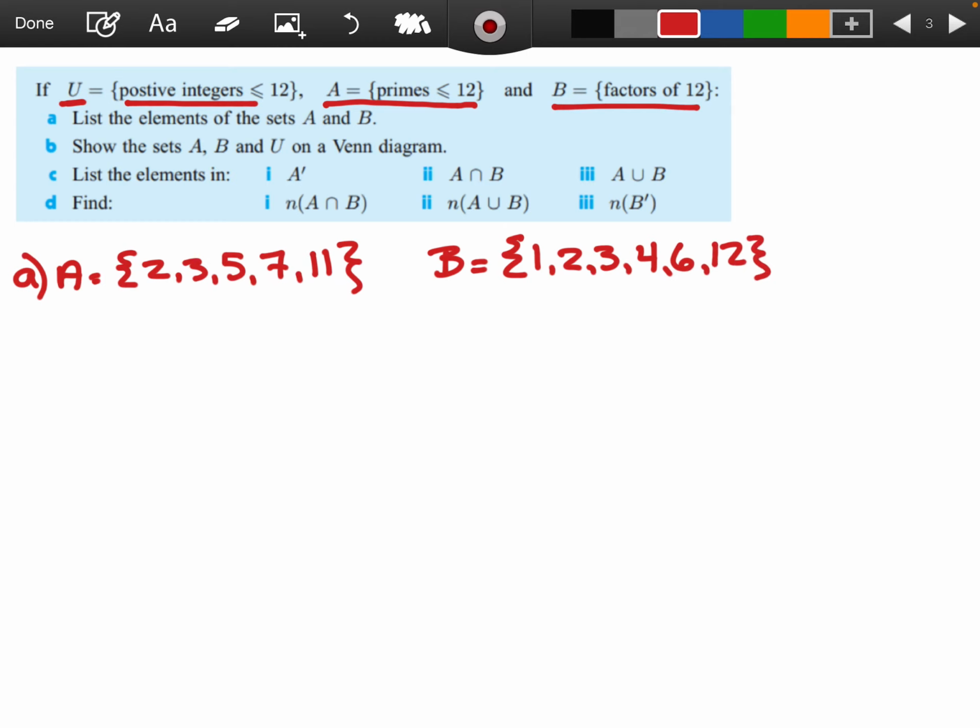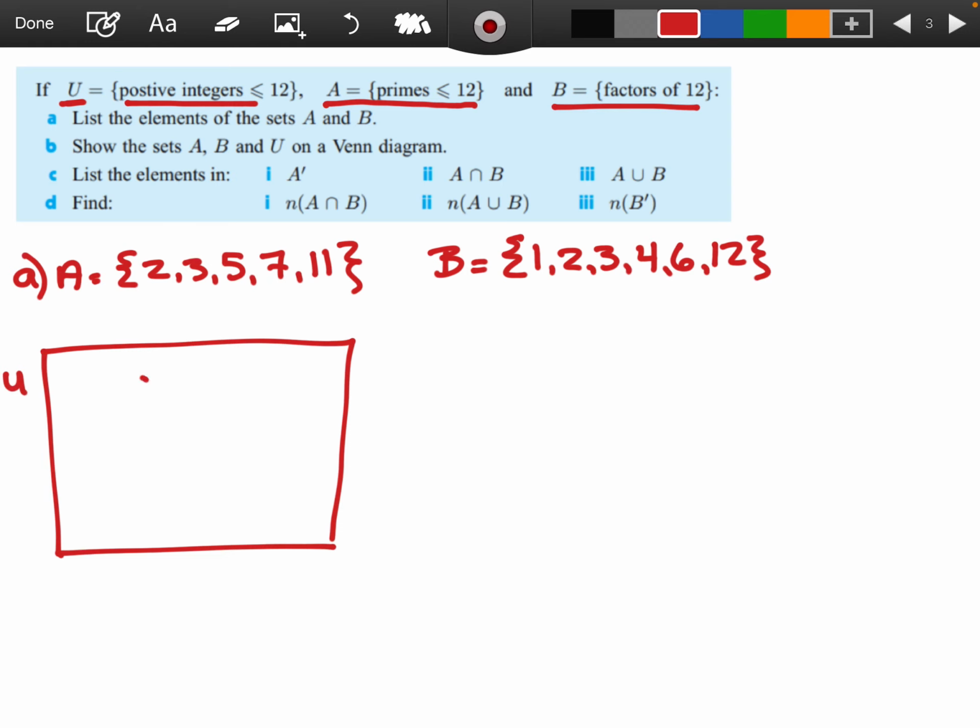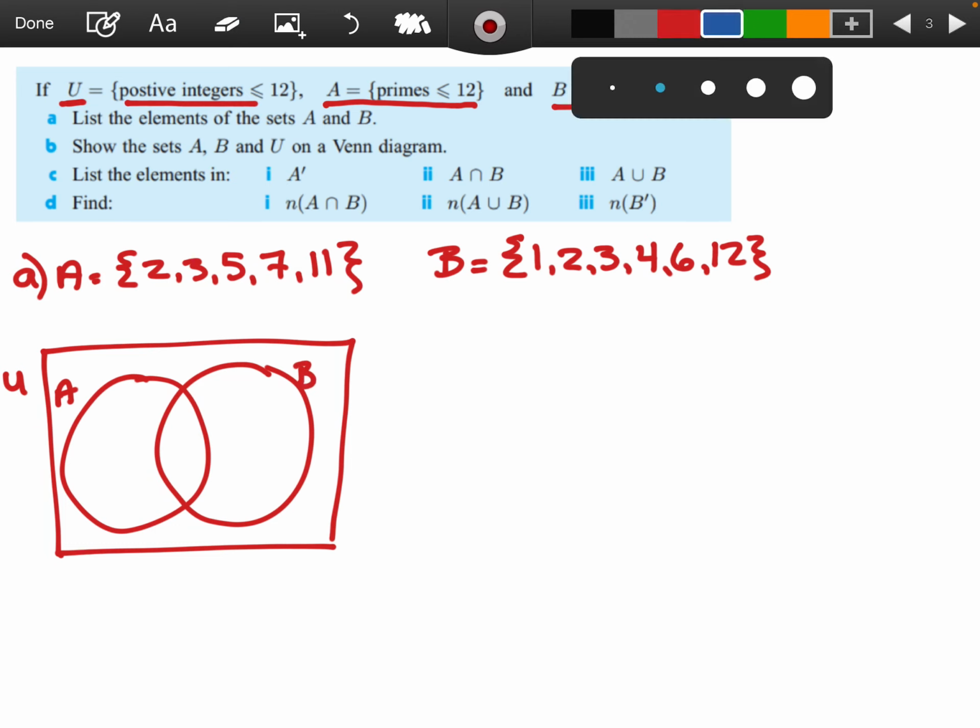Now it asks us to show A, B, and U on a Venn diagram. So start with our box for our universal set. Then we have our two circles. One will be for set A, one will be for set B. And remember, I like to try to do them in order, going through the universal set, just to make sure I'm accounting for every single number. So 1 appears only in set B. Maybe I'll change my color. So 1 is in set B.